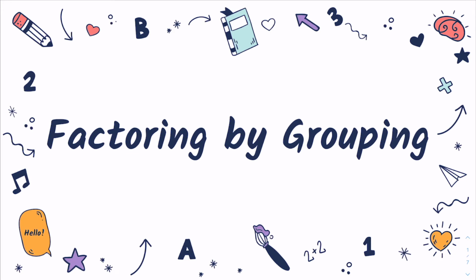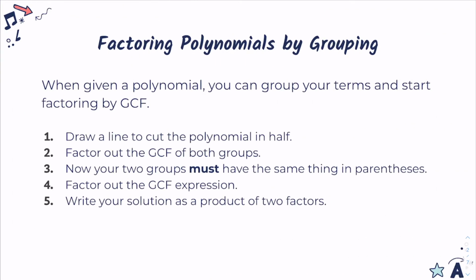Factoring by grouping. Whenever you're given a polynomial, you can group your terms and start factoring by the GCF. Before you begin factoring by grouping, first make sure that you don't have a GCF of all the terms in the polynomial. Once you've checked for that GCF, you can move on to factor by grouping.